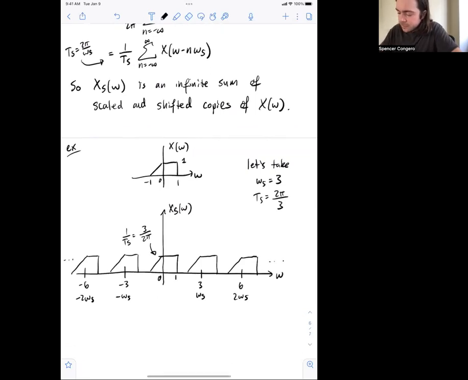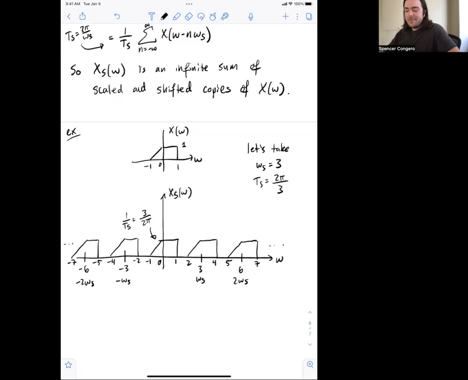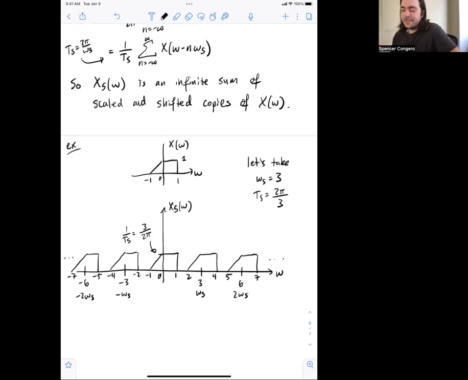Okay, so this goes up to 1, -1. This is 1 less than 3, right? Just 1 to the left of that center point. So this is 2, this is 4, this is 5, this is 7, -2, -4, -5, and -7. Okay, so that's what happens when I sample. It's kind of crazy. Whatever x of t looks like, I've sampled it to get x of s of t, and this is what happens in the frequency domain. I get a bunch of copies of my original x of omega shifted to these integer multiples of the sampling frequency and scaled by 1 over t sub s. Okay, so x sub s of omega is actually periodic.